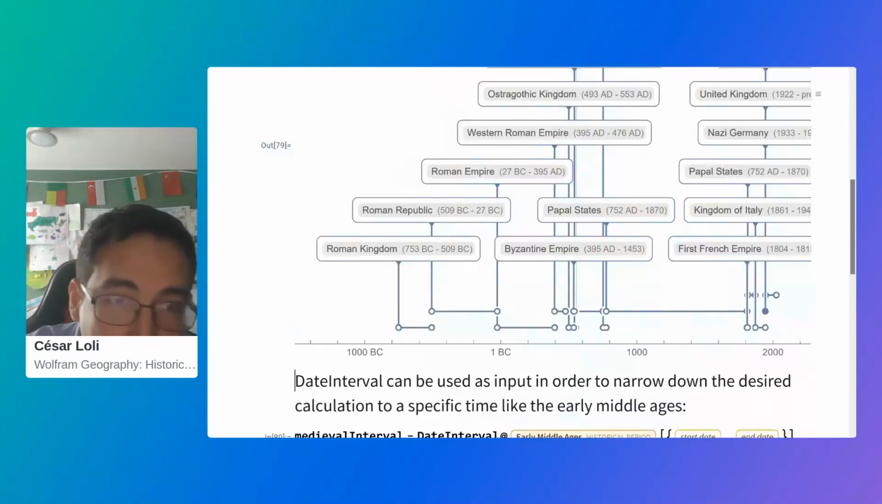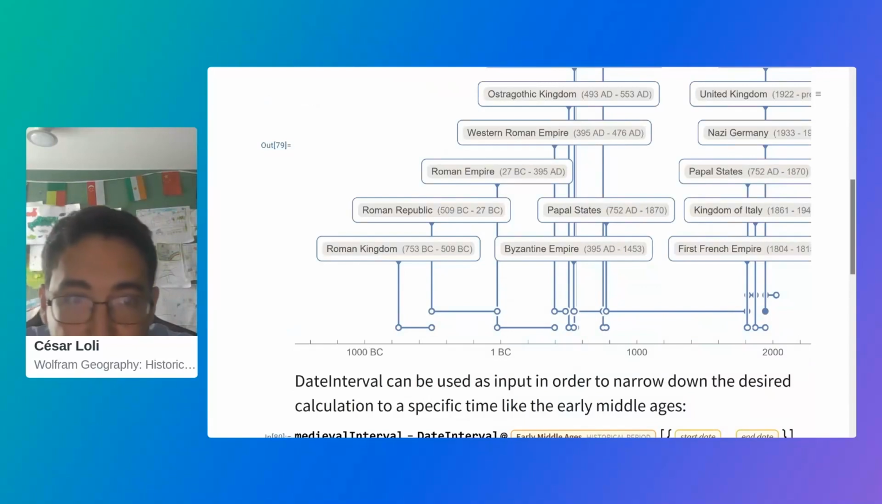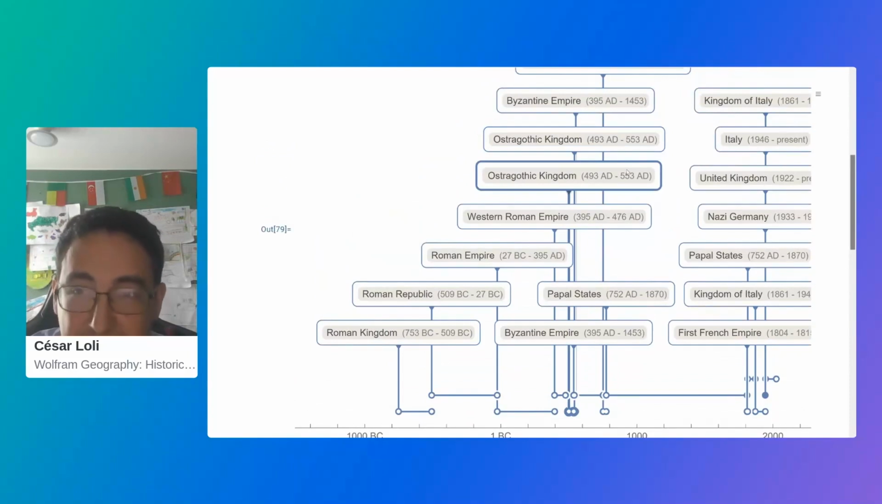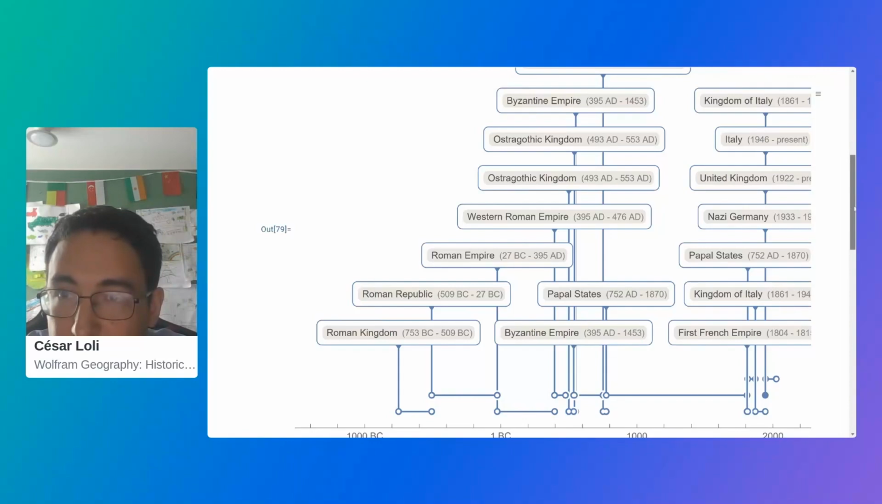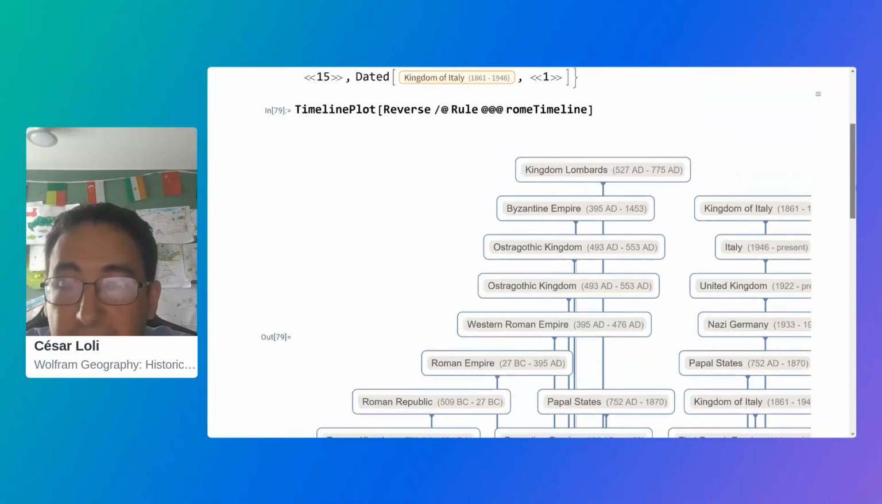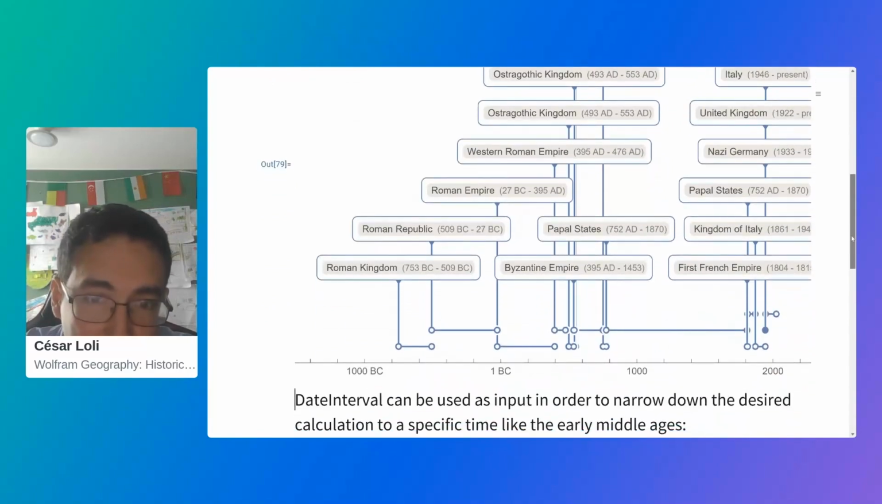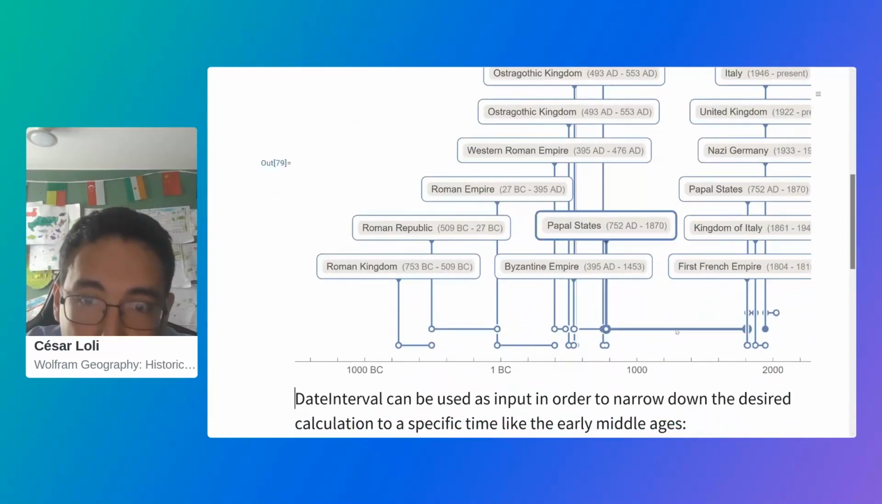We can see it here a bit more visually. You can see here also that there are some, like for instance, the Ostrogothic kingdom, that appear twice as it is interrupted by another entity. Because we are saying not that these are the countries that contained it, but that these are the times in which it was contained.